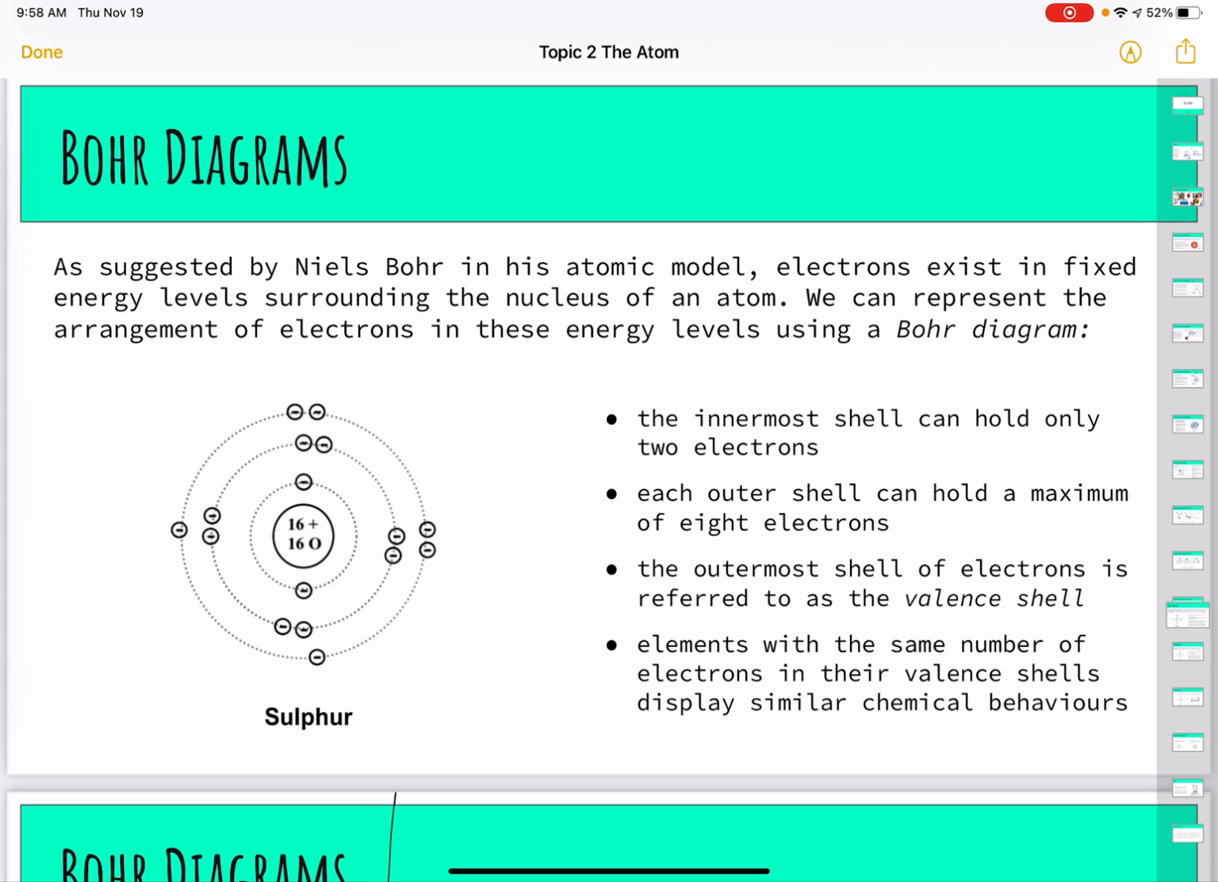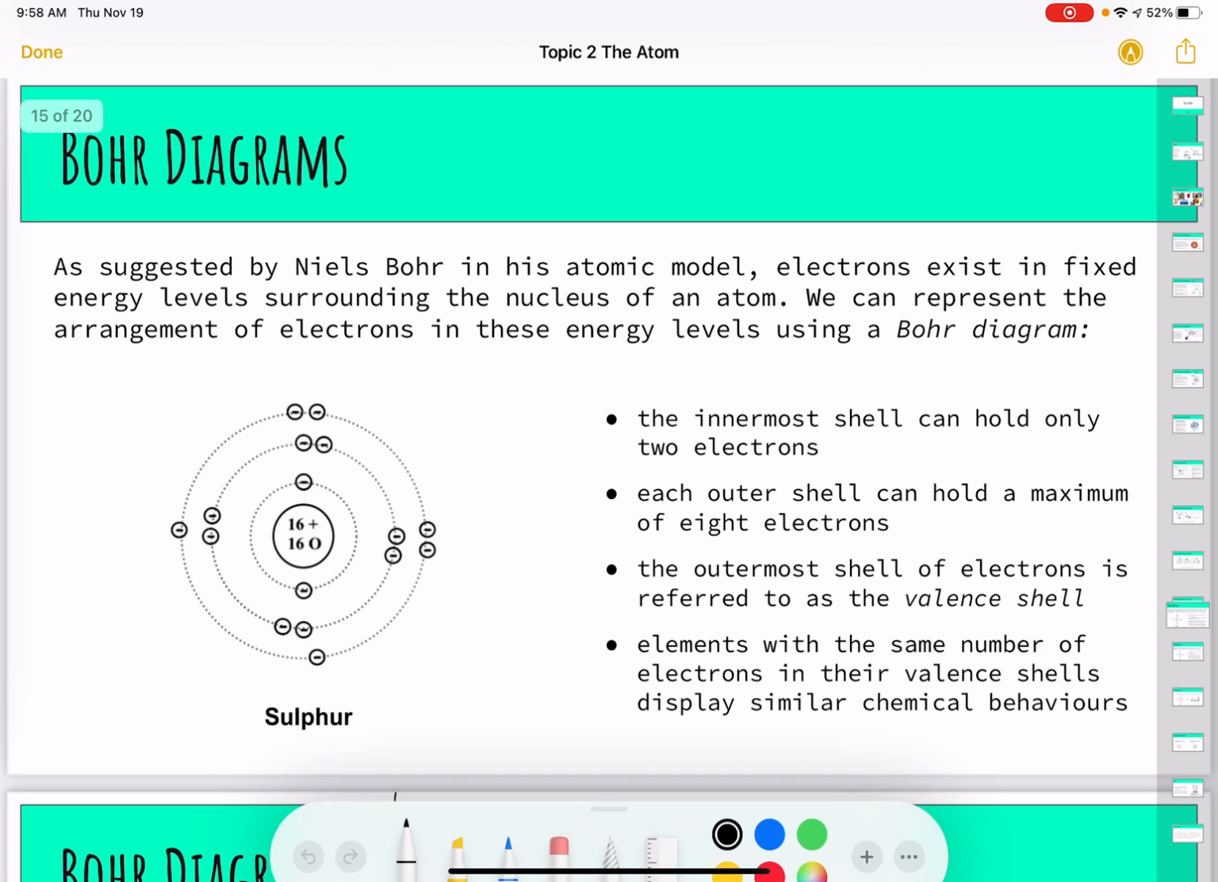And if you remember, Bohr was one of the people that came up with one of the atomic theories that led to what we know today. It says Niels Bohr suggested in his atomic model that electrons exist in fixed energy levels that surround the nucleus of an atom. We can represent the arrangement of electrons in these energy levels using a Bohr diagram.